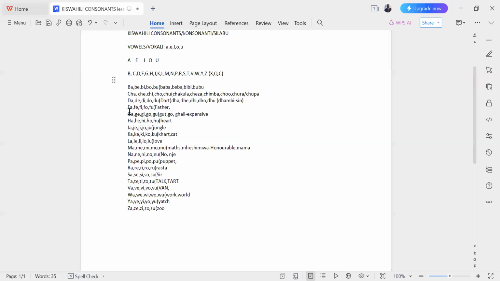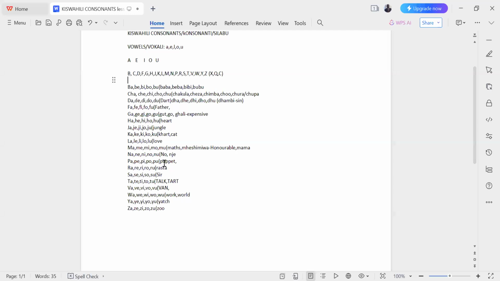You move to F, which is fa, fe, fi, fo, fu. You move to G, which is ga, ge, gi, go, gu. You move to H, which is ha, he, hi, ho, hu. You move to J, which is pronounced as in the word jungle, so it comes out as ja, je, ji, jo, ju. You move to K, which is pronounced as in the word cat. You say ka, ke, ki, ko, ku.